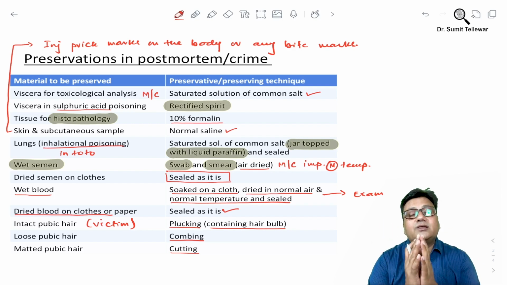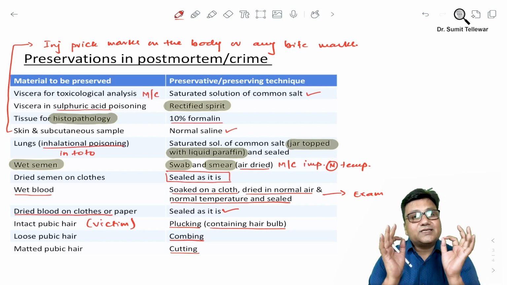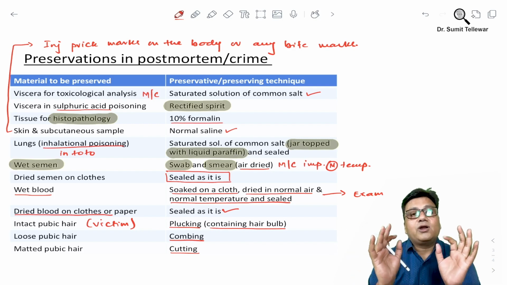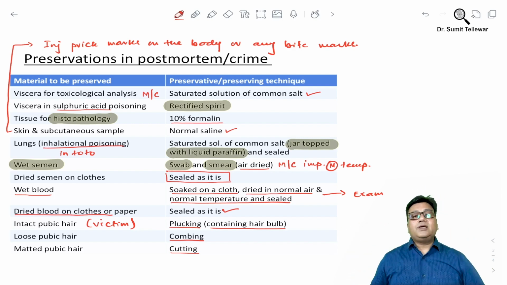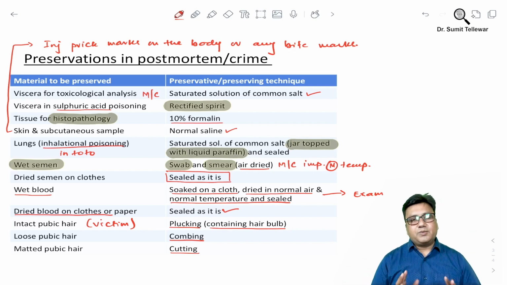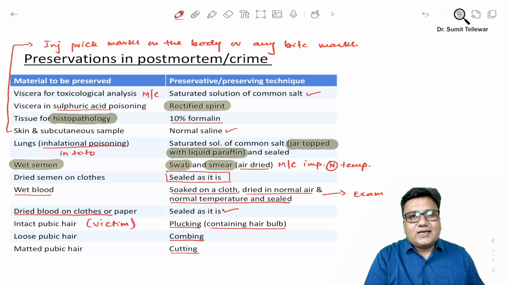All these 3 kinds of hair, if found on a body, need to be preserved separately in different envelopes and labeled accordingly. So these were some important preservations that we do in forensic medicine in daily practice. And sometimes questions in our examinations come on preservation. Now we know that if any question comes from this segment, we will not get it wrong.